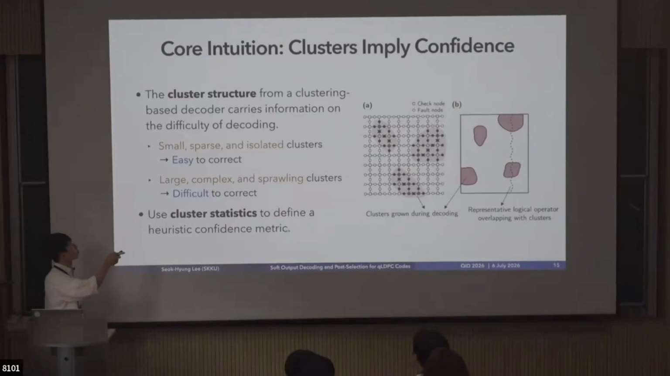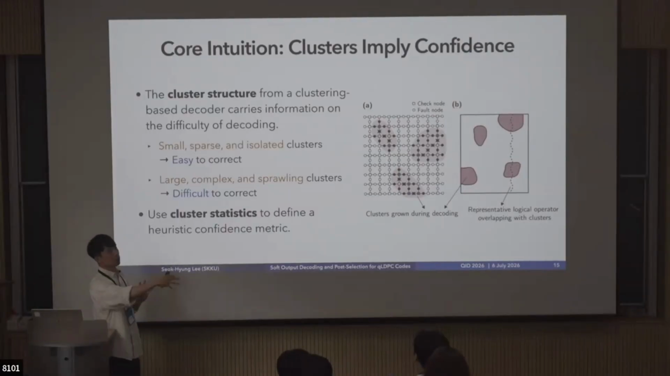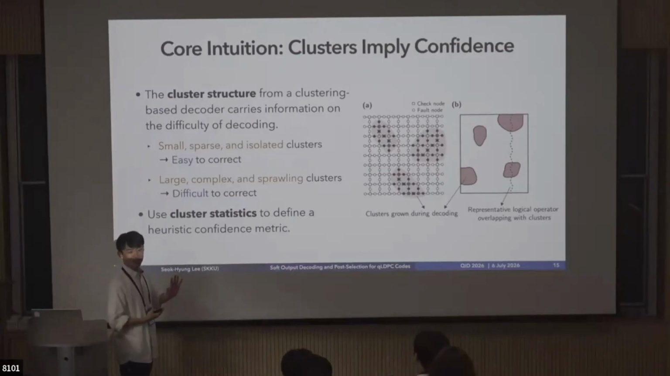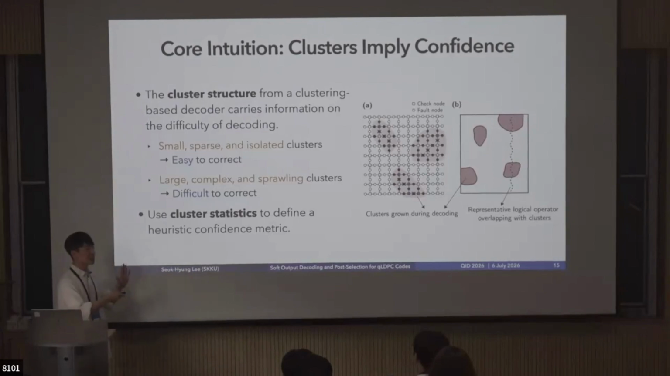Our intuition was very simple. Small, sparse, and isolated clusters mean that it is easy to correct. If the clusters are large, complex, and expanding over wide lattices, then it might be difficult to correct. So there are no further theoretical justifications beyond that. It's just based on these simple intuitions. And we can use the cluster statistics to define the heuristic confidence metrics.